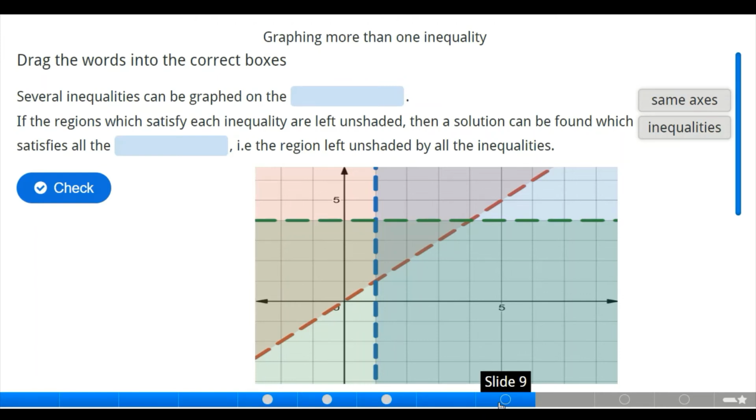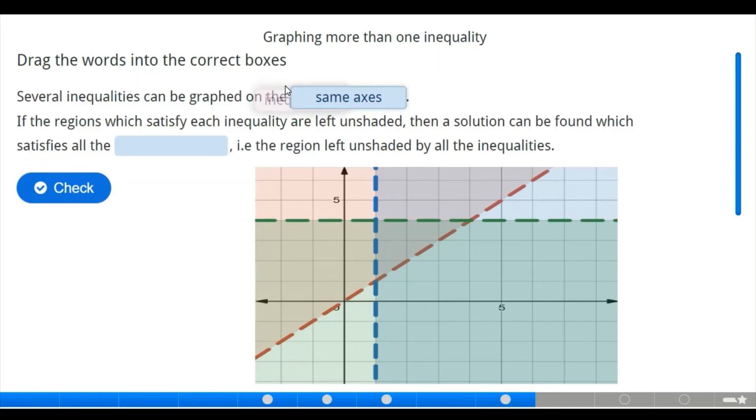Okay, now graphing more than one inequality. What happens when we have more than one inequality? Several inequalities can be graphed on the same axis. So when we have more than one inequality, we can plot them on the same graph. If the regions which satisfy each inequality are left unshaded, then a solution can be found which satisfies all the inequalities, that is, the region that is left unshaded by the inequalities.